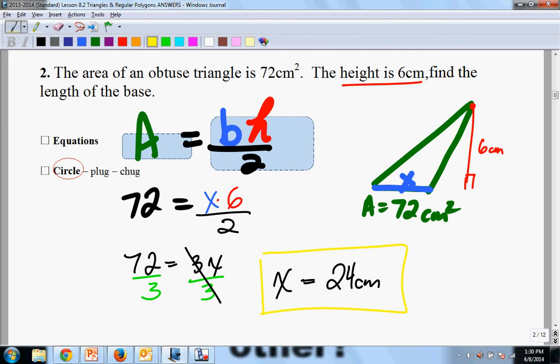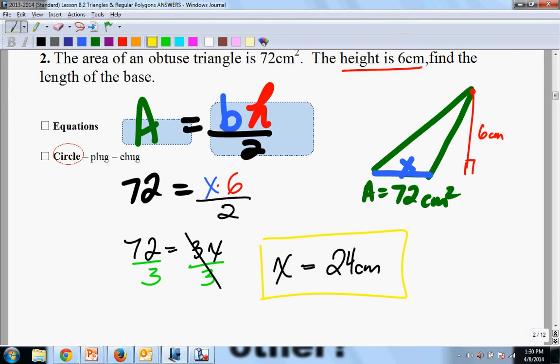Alrighty. Ask a neighbor what they got. You got it right? Nice job. Alrighty, guys. So a triangle is just base times height over 2. Area equals.